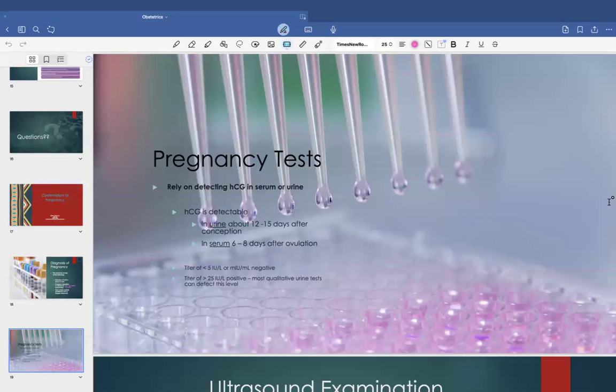By the time a woman usually misses her period, the concentration of HCG is about 100 international units per liter. There's no question. But it depends on how much HCG you're producing. And if you test too early or too close to your menstrual cycle, it may not pick it up. So you could be pregnant, but it just not show up on the pregnancy test, depending on when you take it.